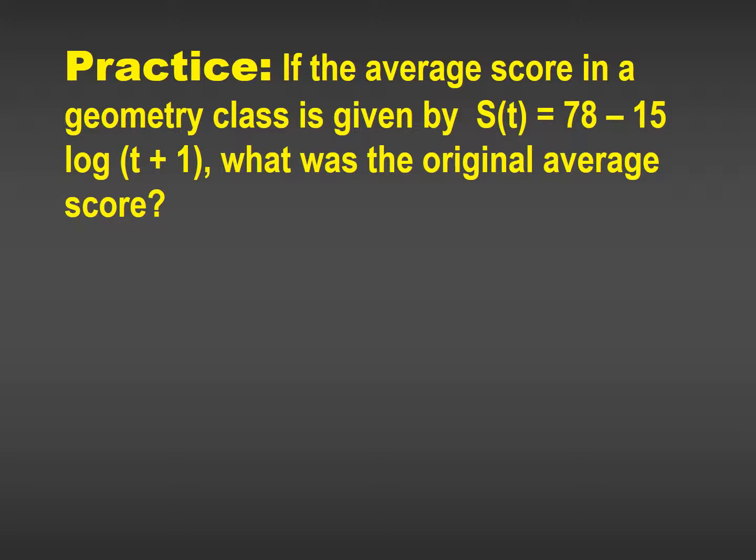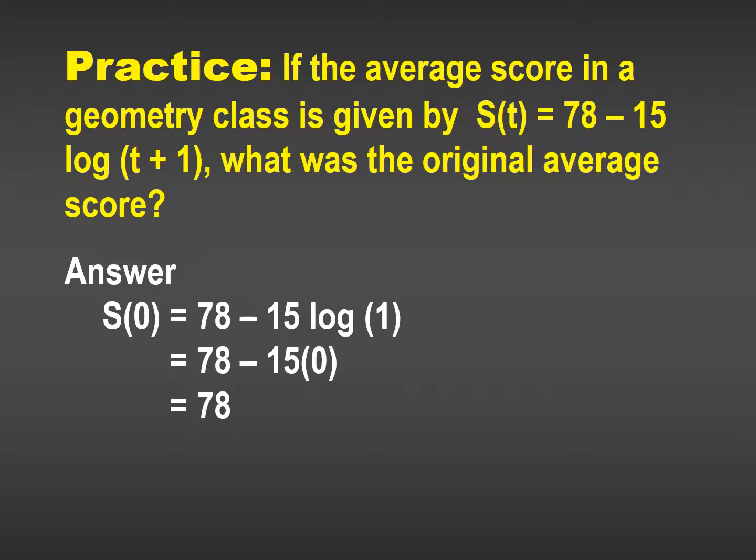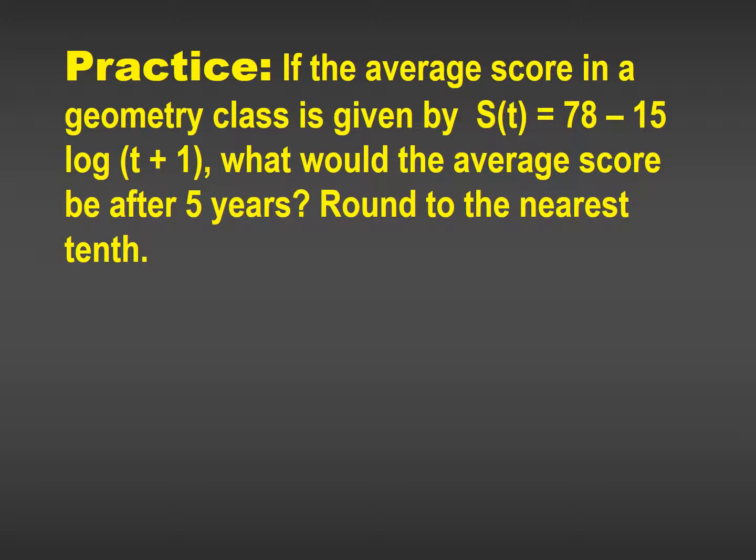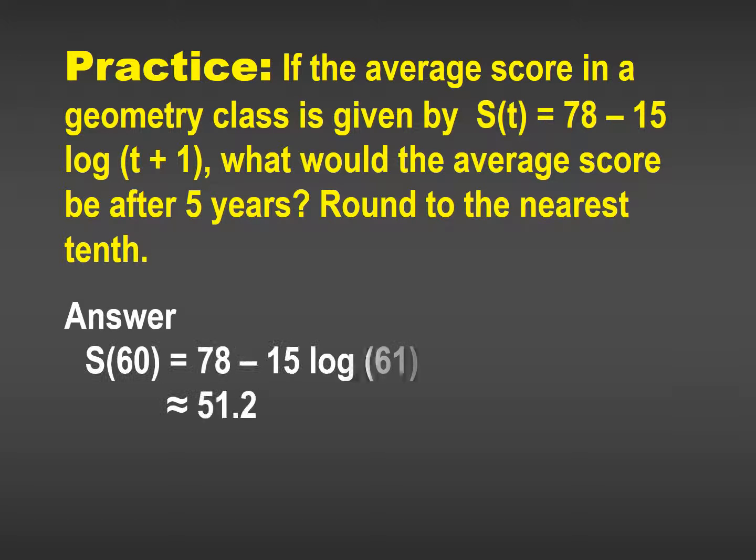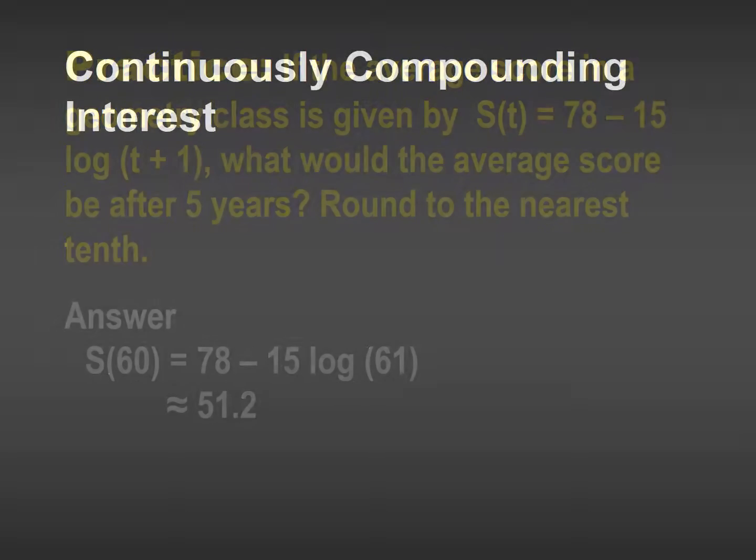Let's say an average score in a geometry class is given by 78 minus 15 log of t plus 1. What was the original average score? Remember, original is when you let t be 0. So there you go. What would the average score be after 5 years? After 5 years, that's 60 months. So we'll plug in 60 for t, and then we get approximately 51.2.